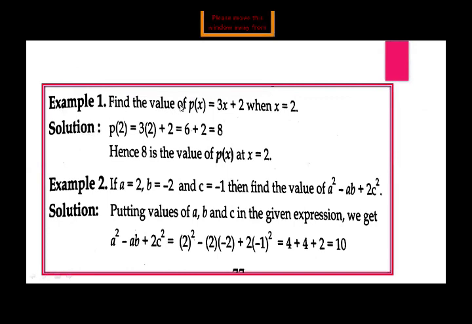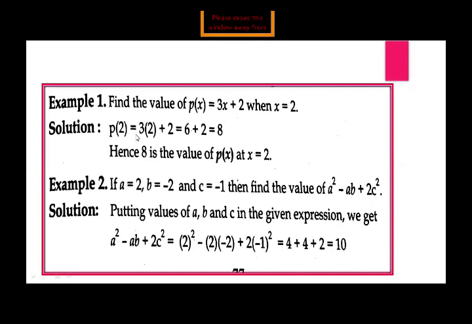Find the value of p of x equal to 3x plus 2 when x equal to 2. 3x plus 2 is the given polynomial. So in the solution, we write the polynomial, but at the place of the variable, that is x, we replace x by the bracket, and within the bracket we write the value which is given in the question, x equal to 2. So we replace x by 2.